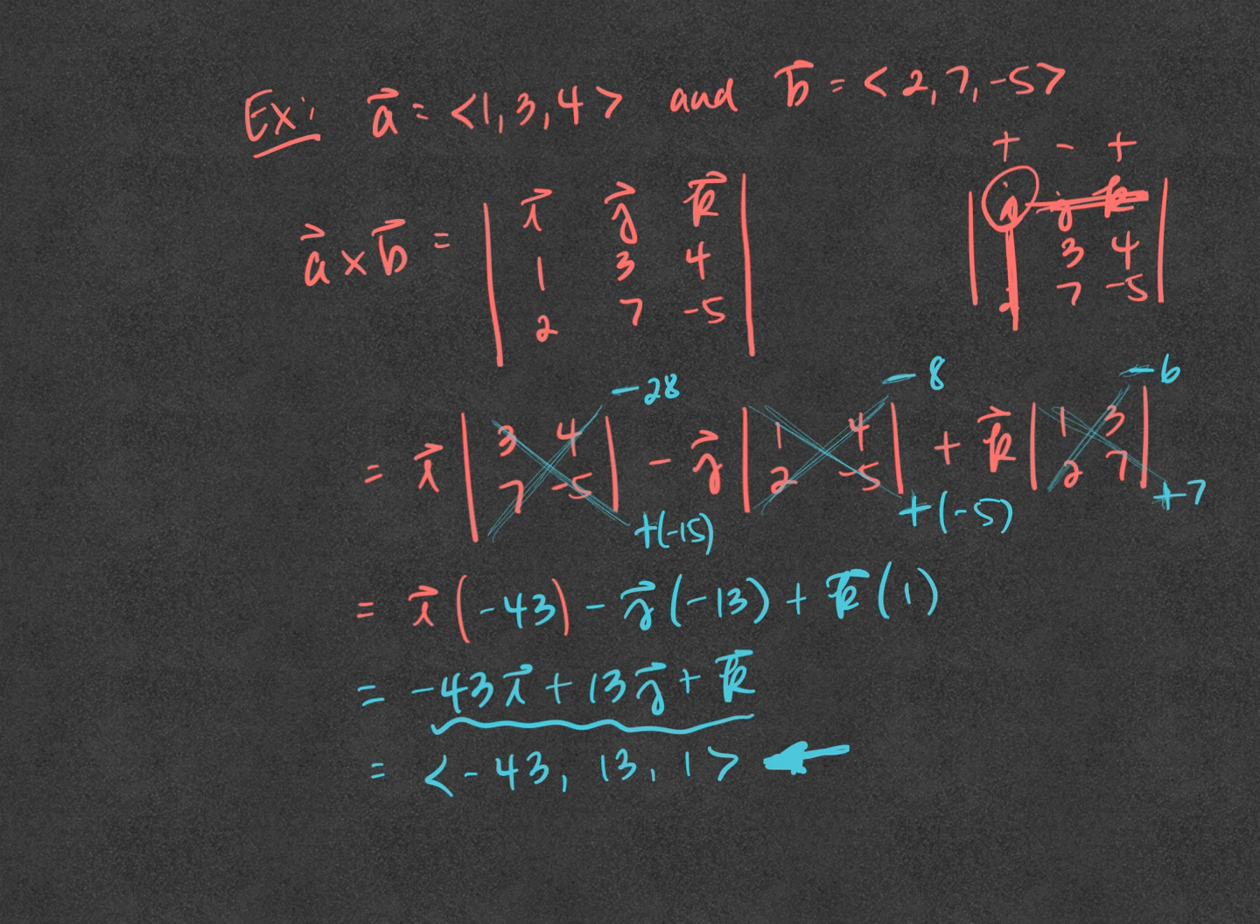Okay, so now we have some interesting information about cross products. We have a theorem, and it says the vector A cross B is orthogonal to A and B.